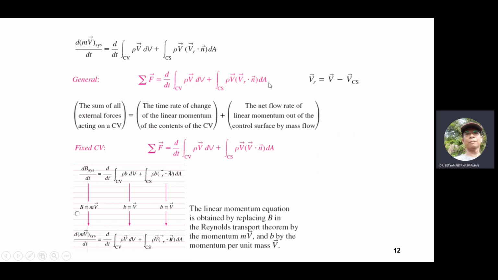And then the expression becomes simpler when we use a fixed control volume. It is similar to the general expression, but the difference is that the relative velocity here is replaced with the velocity of the fluid.